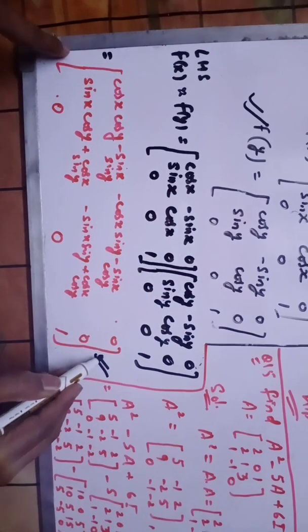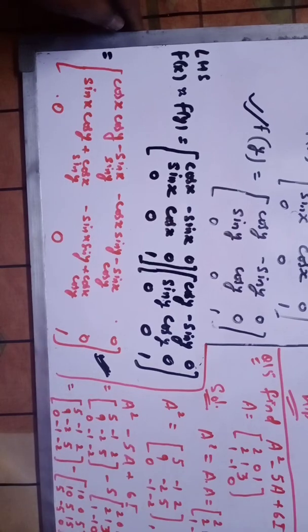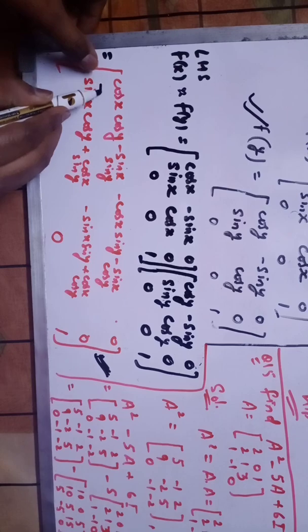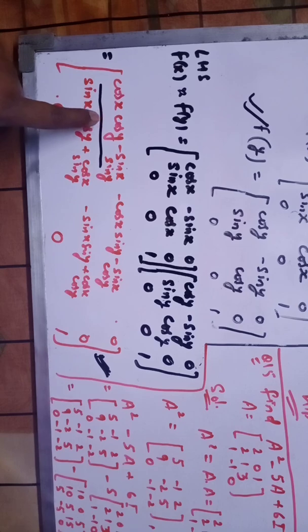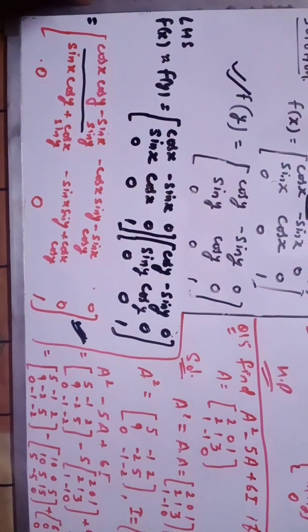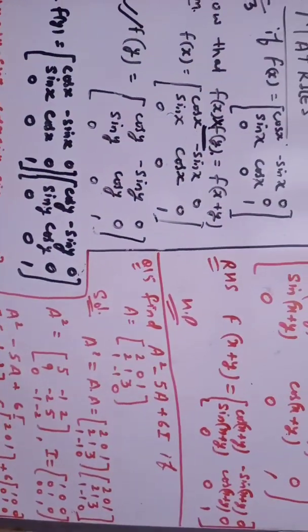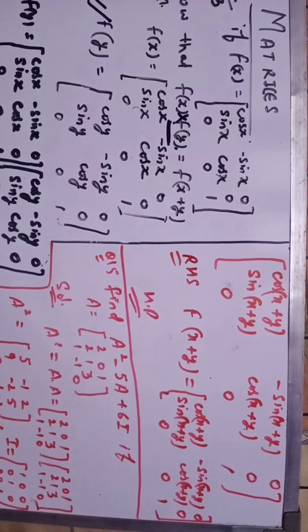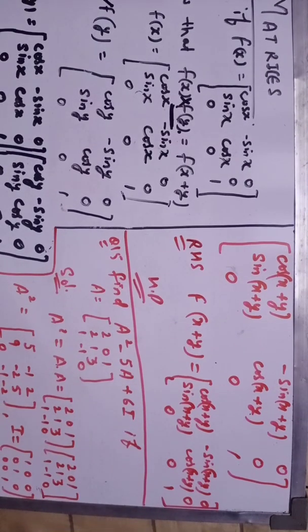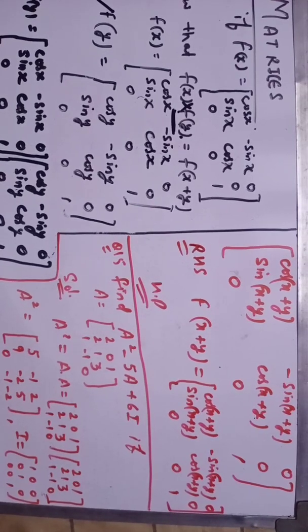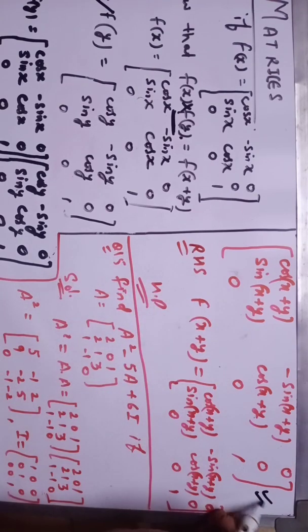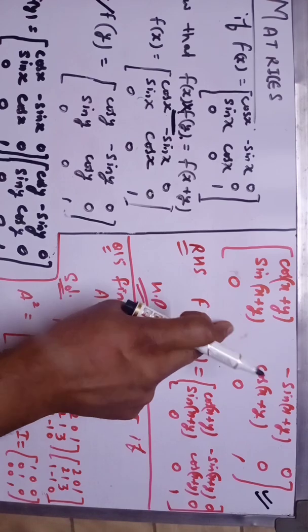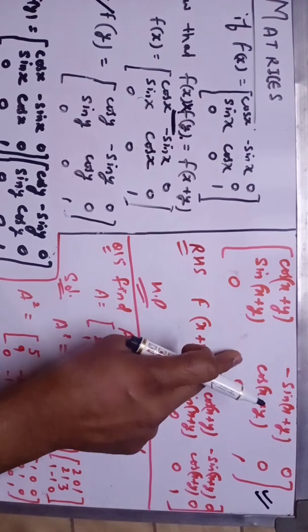When you get this matrix, you can see it is converting into the formula, that is cos x cos y minus sin x sin y, and the formula is cos(x plus y). So all of them will convert into the formula. When you get this matrix, this is your left hand side after calculation.